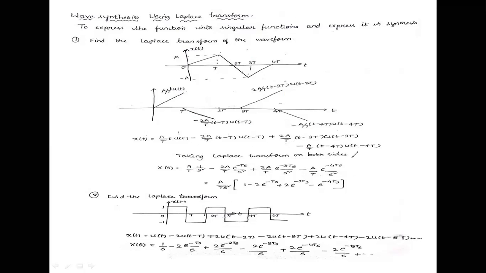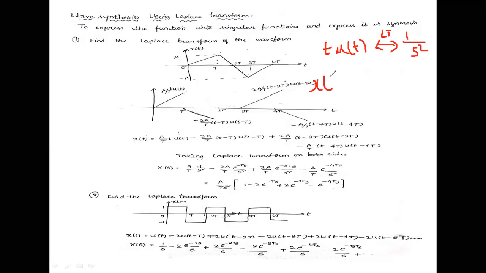Taking the Laplace transform on both sides, x of t becomes x of s. According to the definition of the Laplace transformation, a by t is a constant. The t into mu of t, the ramp function, has Laplace transformation 1 by s square. This is also the Laplace transformation for the ramp only, but shifted with t samples. The t mu of t again has Laplace transformation 1 by s square.